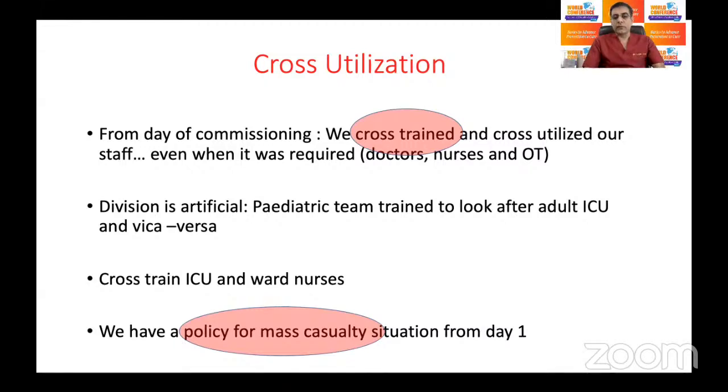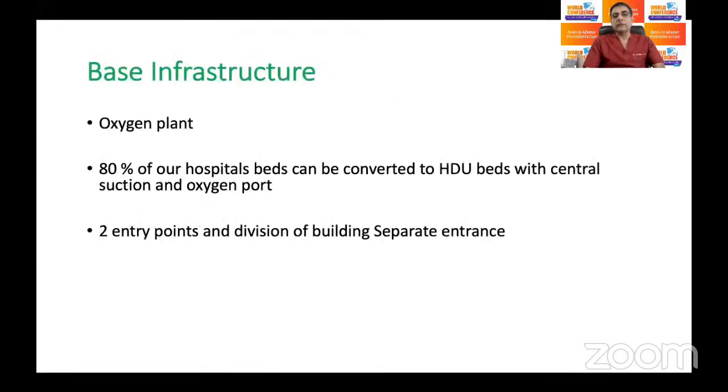And we have a policy for mass casualties from day one to handle such a deluge and get the balance right. All this can only be done when we have support from the infrastructure, for example, the oxygen plant. We had the oxygen plants 2 years before COVID, and that's why we were able to maintain both COVID and non-COVID ICU without interruption. 40 to 50% of our oxygen came from our own plant, the rest we got from the government, and that's why we kept going. 80% of our hospital beds can be converted to HDU at any given time. And we have 2 entries, and the building is designed in such a way that it can be separated into 2 buildings without interfering with the work of the other.